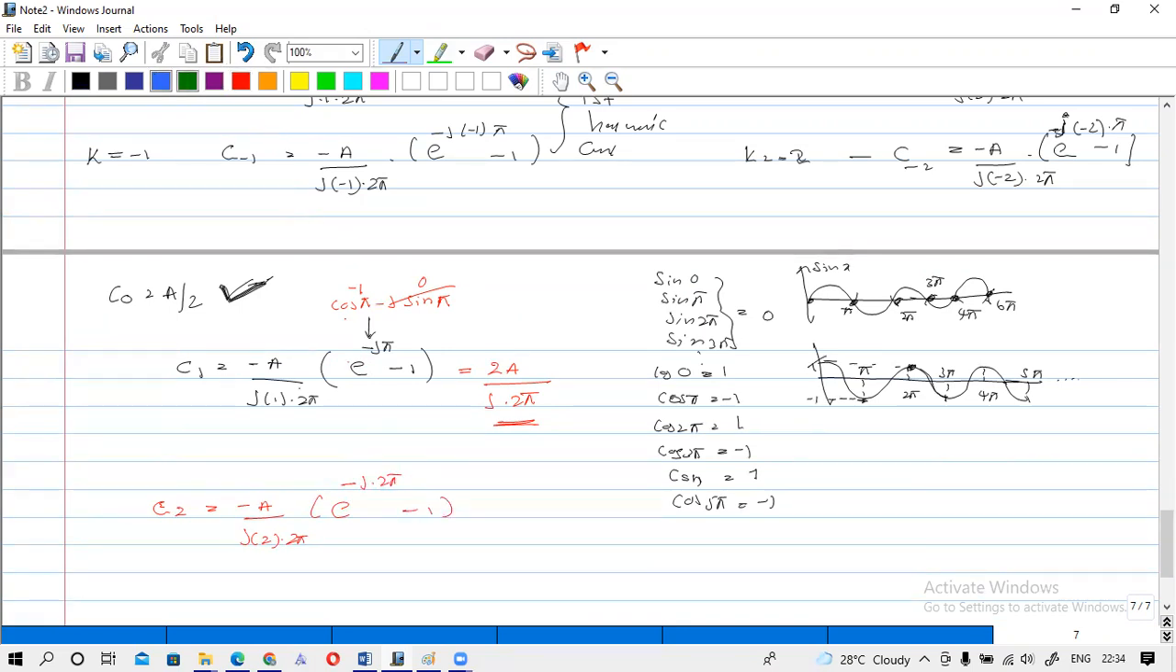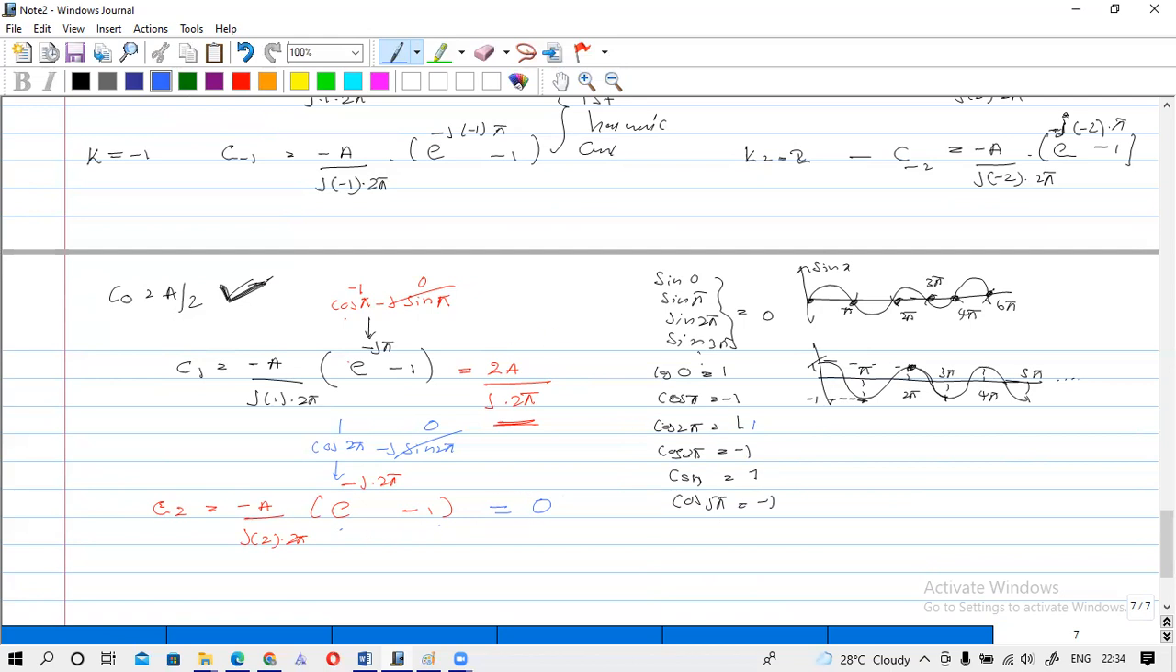Again, you can write this term as cos 25 minus j sine 25. In the same way, sine 25 is 0 and cos 25 is 1. This is 1, not minus 1. So 1 minus 1, you will get 0. So you can see that when cos k5 is minus 1, you will have a coefficient, and when cos k5 is 1, you will get 0.